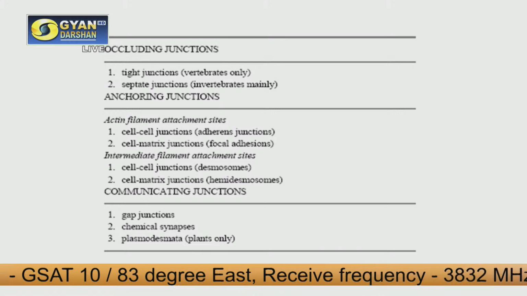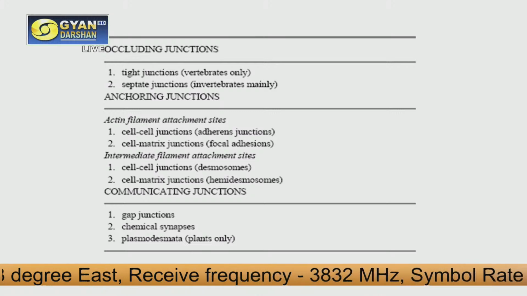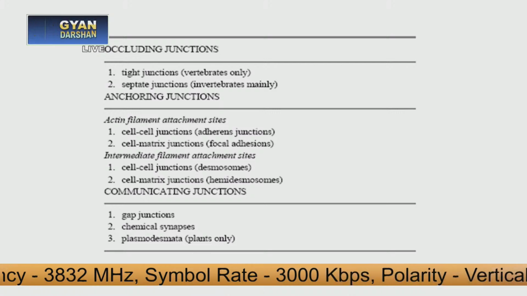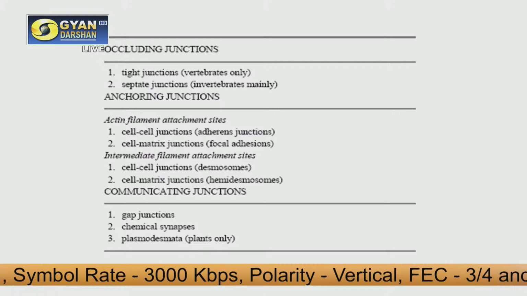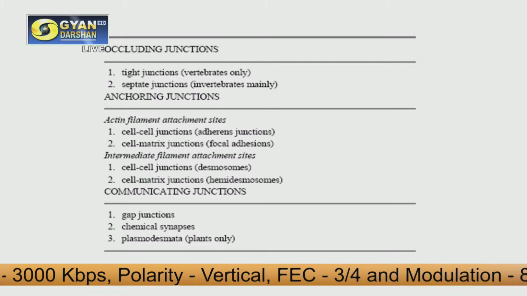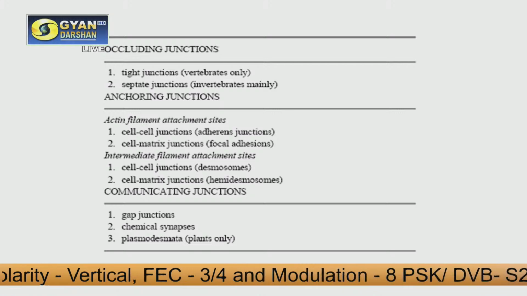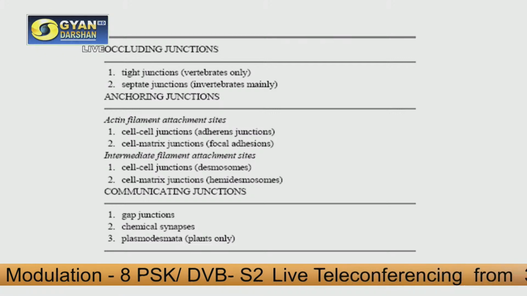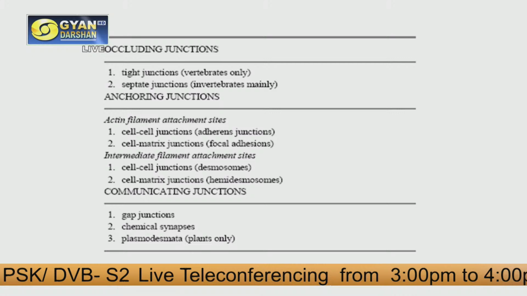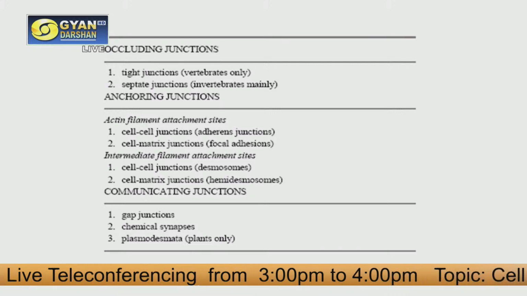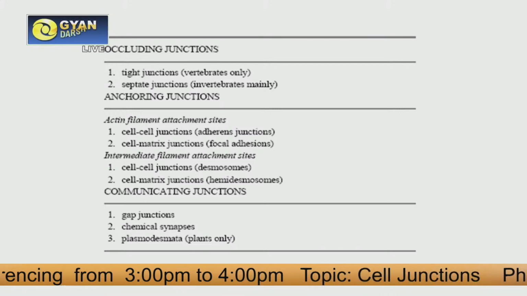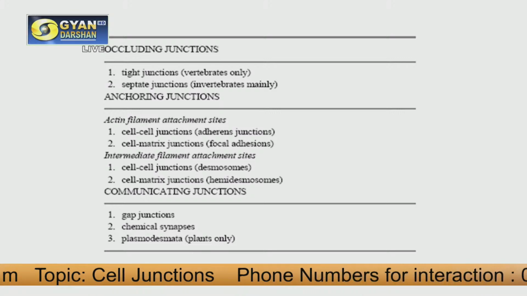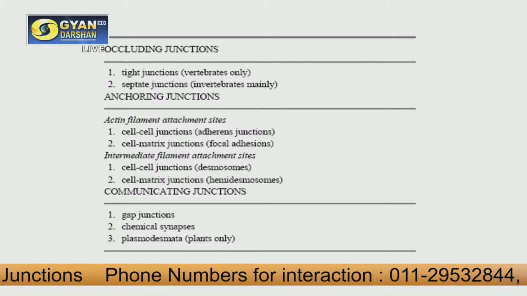Also, apart from actin, there is another cytoskeletal element, that is intermediate filament. And the cell also needs to connect with the intermediate filaments. So in this case, like desmosomes or hemidesmosomes, the cell will interact not only with the actin but also with the intermediate filaments. And finally, the communicating junction, we call it gap junction, and in case of plants we call it plasmodesmata. So those are included under the communicating junctions.